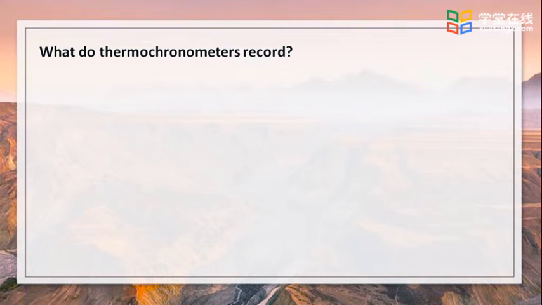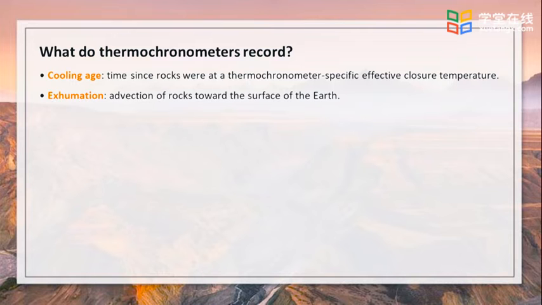So, after learning all the theories and methods of low-temperature thermochronology, I have a question. What do thermochronometers record? Thermochronometers record either cooling age, which is the time since rocks were at a thermochronometer-specific effective closure temperature, and exhumation, that means the advection of rocks towards the surface of the Earth.